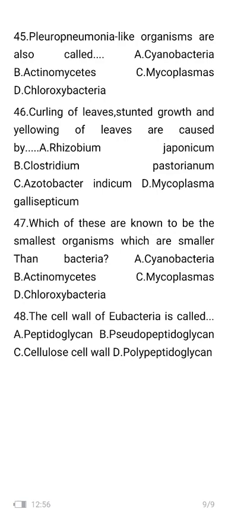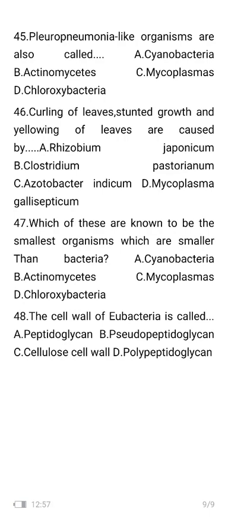Number 45 says, pleuropneumonia-like organisms are also called A. cyanobacteria, B. actinomycetes, C. mycoplasmas, and D. chlorobacteria. The answer is what? Mycoplasmas. The mycoplasmas were formerly called, or are called, PPLO, which is what? Pleuropneumonia-like what? Organism. Mycoplasmas are also called what? Pleuropneumonia-like what? Organisms. PPLO.